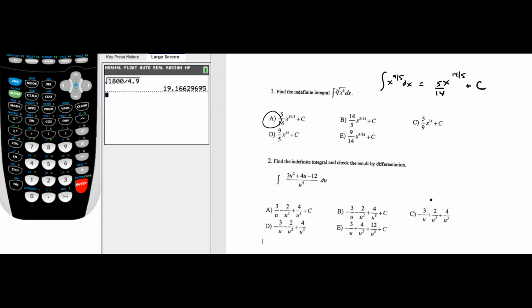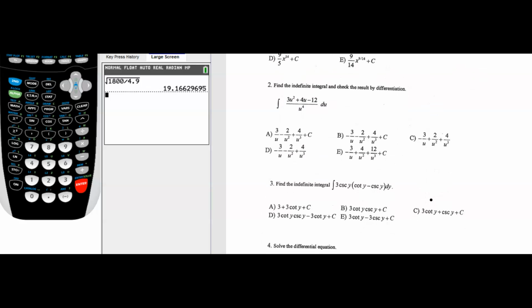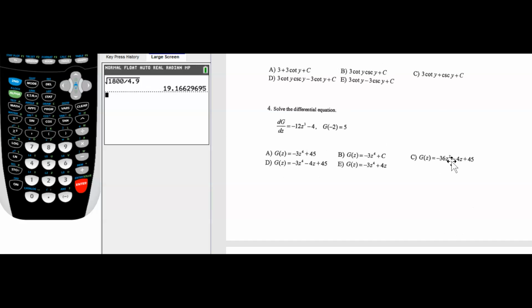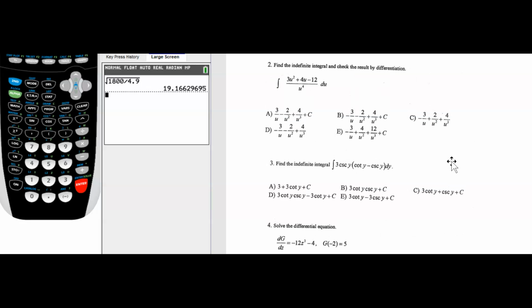Number two, find the indefinite integral and check the result by differentiation. So what this problem is getting at is, when you have a single term in the denominator like that and multiple terms in the numerator, you can take each one of those terms in the numerator and put it over that denominator separately, or individually. So this looks like this.